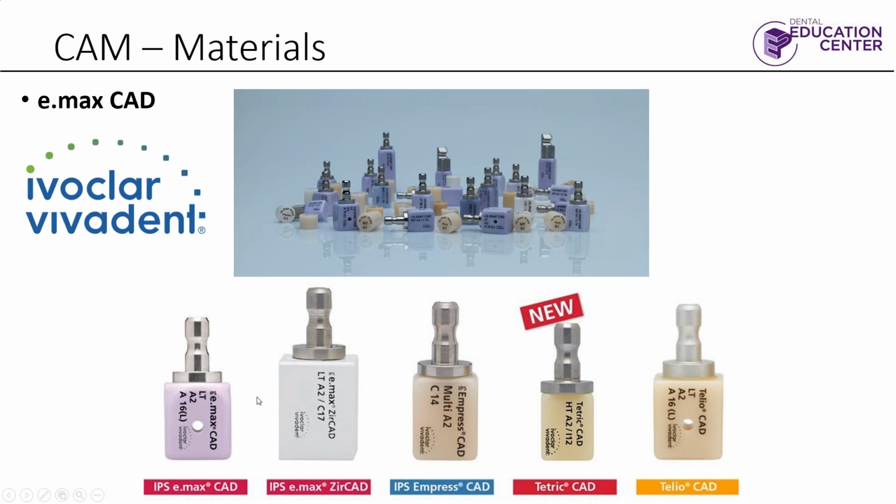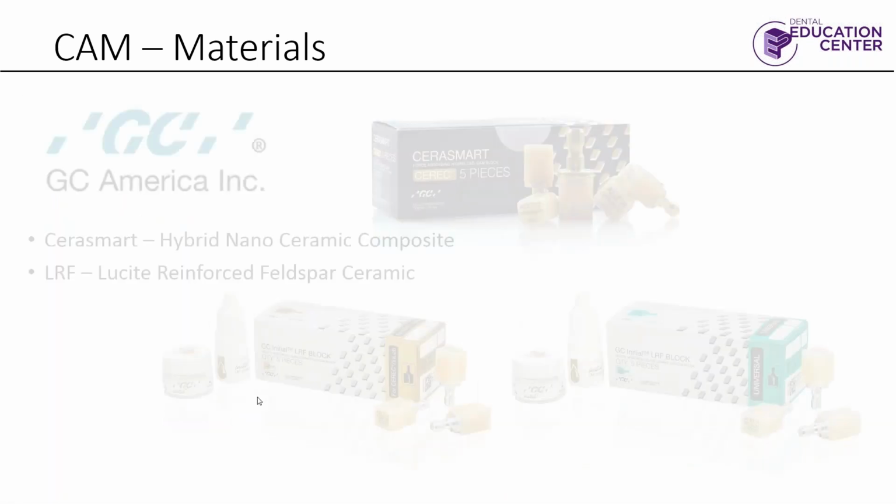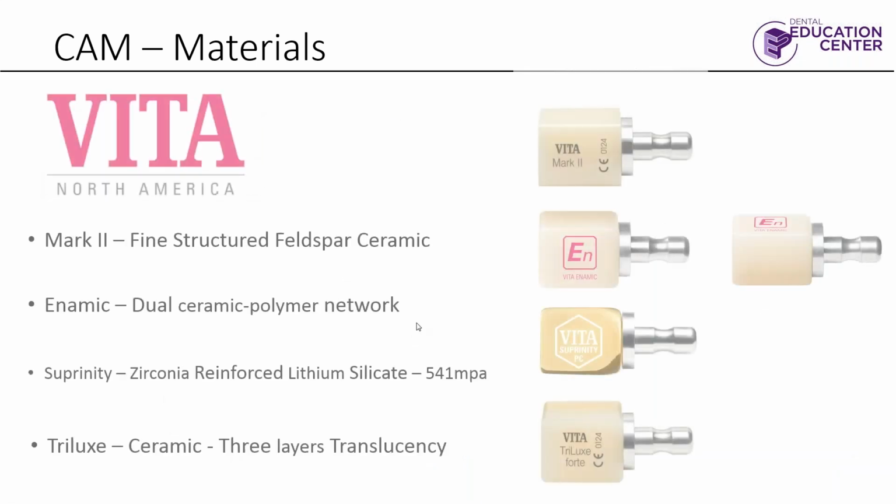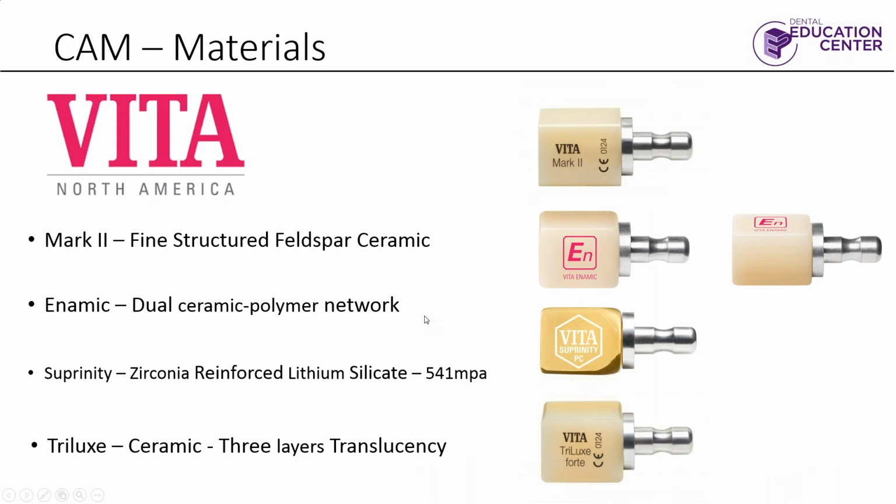But you can see all the different materials from Ivoclar, GC. They've got the CERASMART, they've got the GC Initial. Really good materials. More of a mill and polish type of materials, which are really nice. Lucite reinforced materials. Vita's got some great materials. The Vita Suprinity. This is a cousin for the Emax. It's a zirconia reinforced lithium silicate.